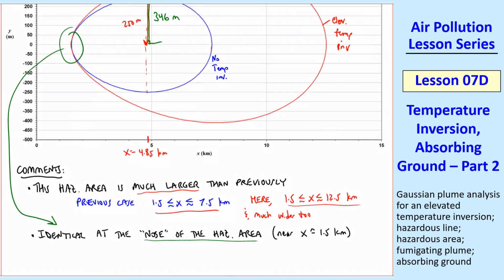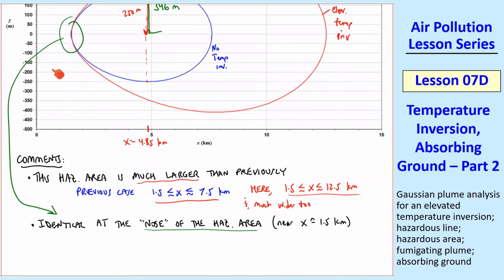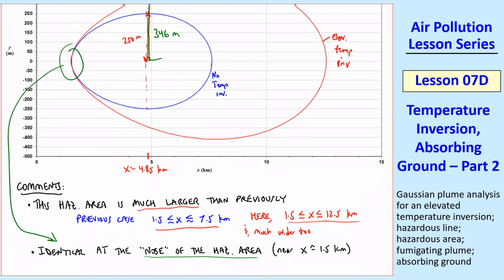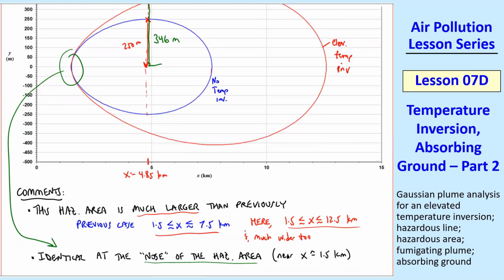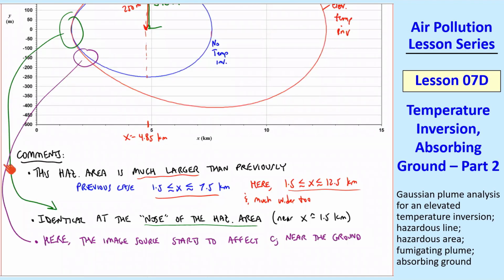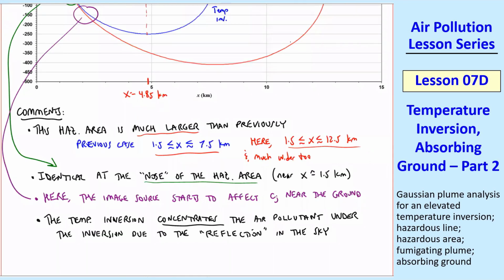But then you start to see the effect of the image source. And that's why hazardous area gets bigger when you go further downstream, because you're seeing the effect of the real source and the image source. So in this purple region, then the image source starts to affect the concentration near the ground, and then you start to see this hazardous area grow. So my formal comment here is that the temperature inversion concentrates the air pollutant under the inversion due to this reflection in the sky, just like it did before when we had a reflection on the ground. Now we have a reflection in the sky.